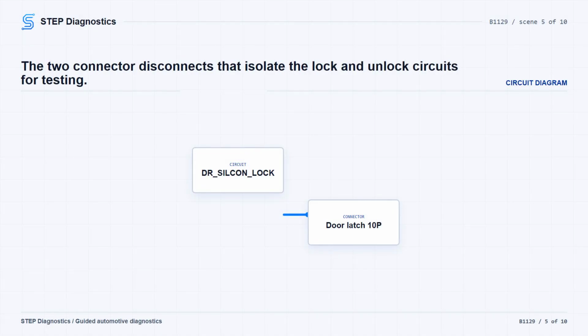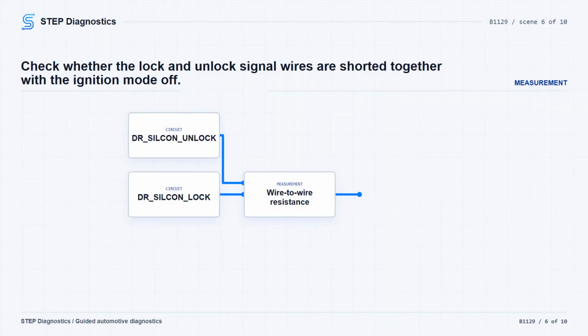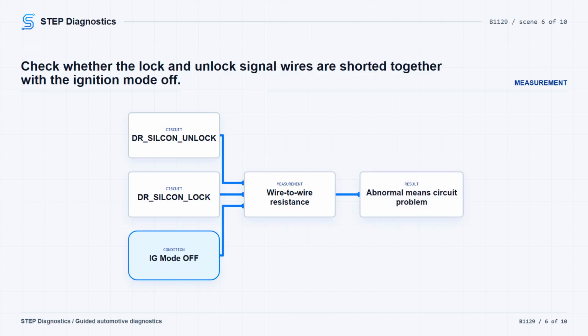Next, isolate the circuit. Disconnect the power window master switch 37P connector, then disconnect the driver's door latch 10P connector. With those connectors separated, you can check the DR silicon lock and DR silicon unlock circuits without the components influencing the reading. Now perform the shorted wire inspection between DR silicon lock and DR silicon unlock. With IG mode off, check for a shorted wire-to-wire condition between those two circuits. Normal is more than 1 megohm. If the reading is abnormal, treat that as a circuit problem and stay with the wiring diagnosis.